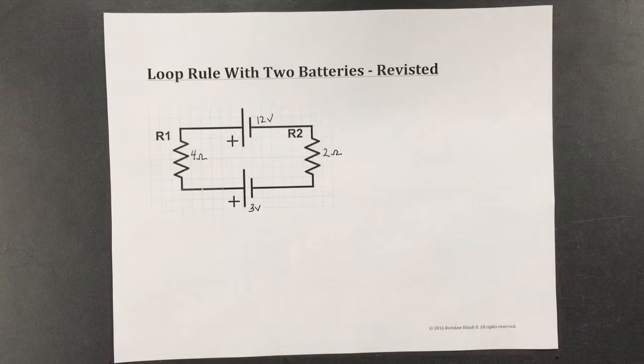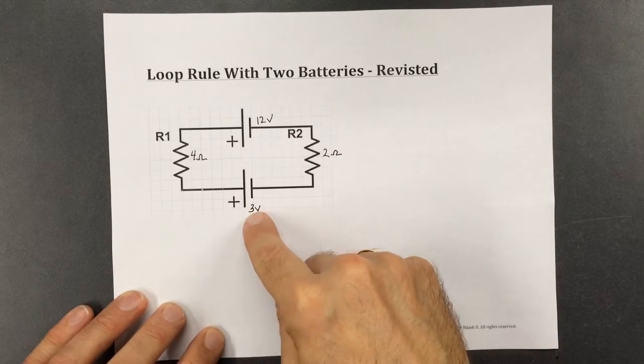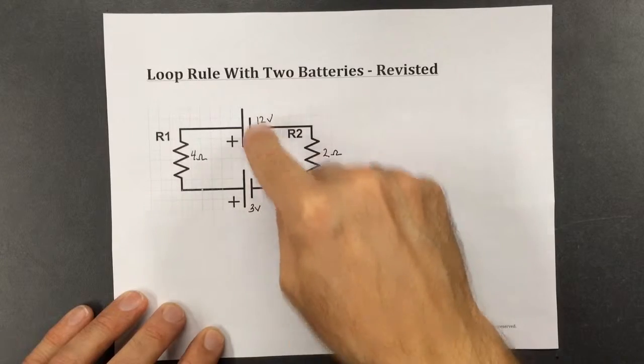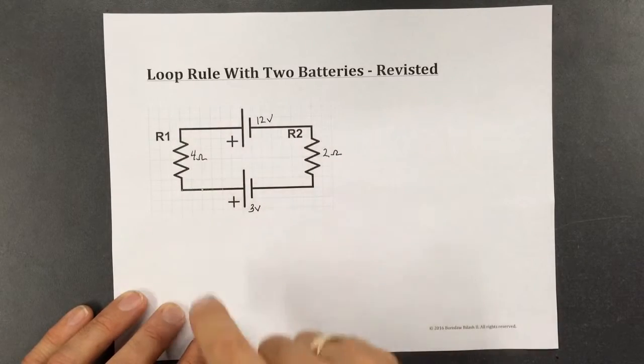This is a follow-up to the loop rule with 2 batteries lesson. In that lesson, we decided that the current in this circuit is going to be counterclockwise. And that was because we noticed that this was 12 volts and this was 3 volts. And since the 2 batteries are pushing the current, the 12 volt wins the tug of war.